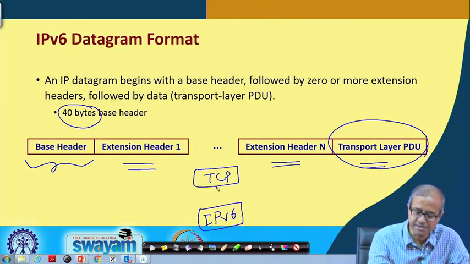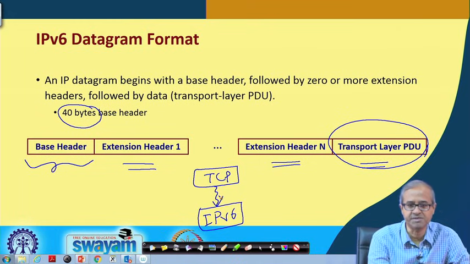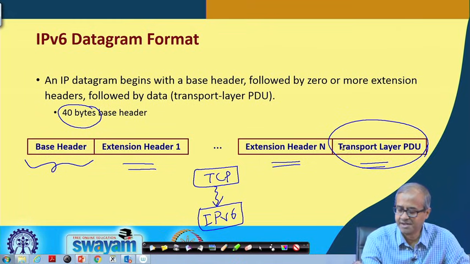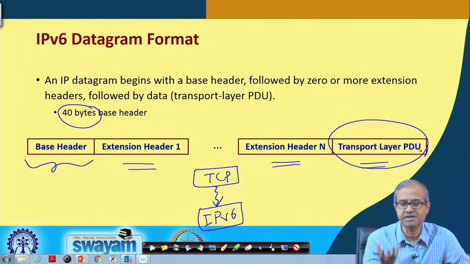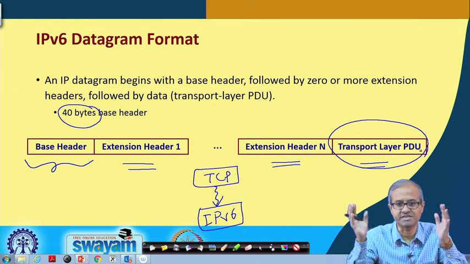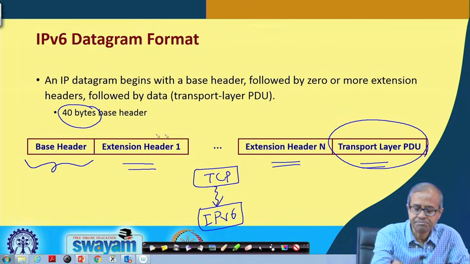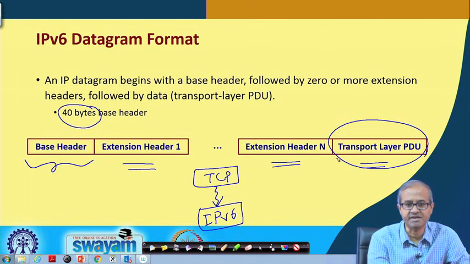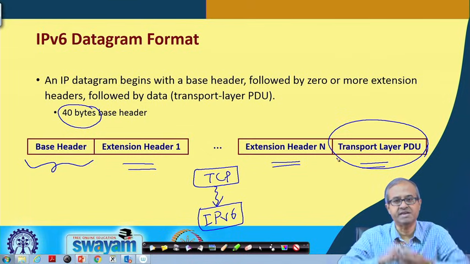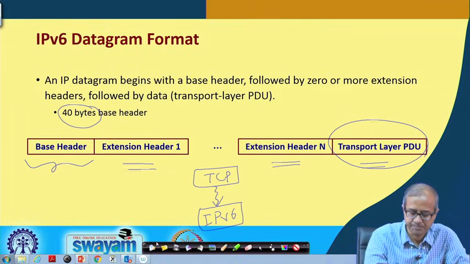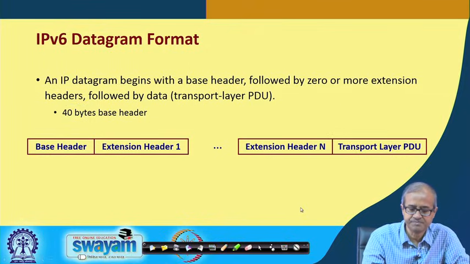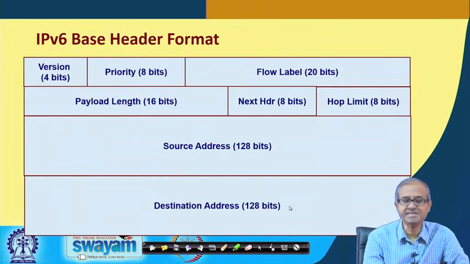So, TCP will be sending you some message for transmission. That PDU, protocol data unit, transport layer protocol data unit, that is the message, will be appended with the IP headers whatever they are, and they will be sent as IP packet. Now, the base header, those 40 bytes will be having a fixed structure like this.